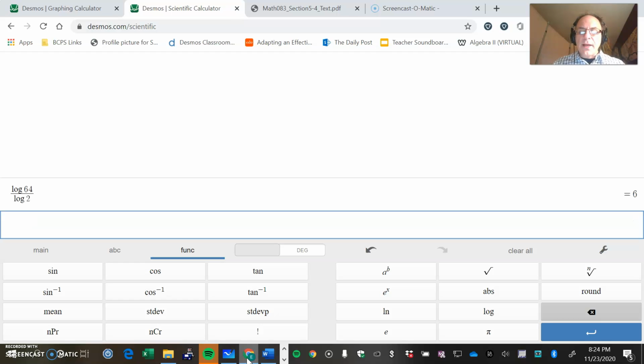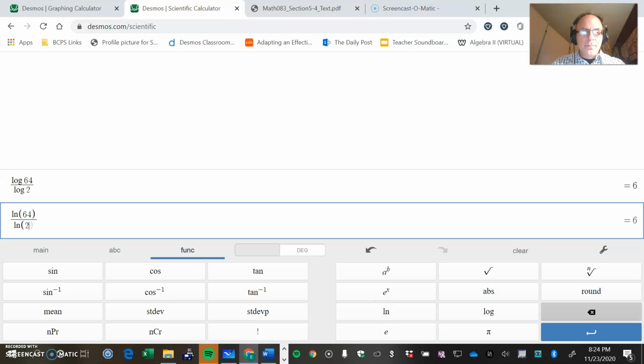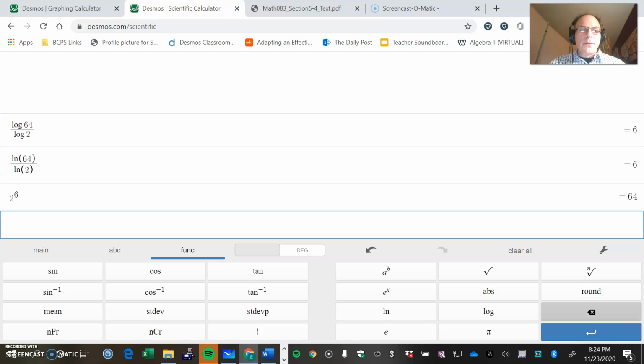I can also use my natural log, which is a key down there, natural log of 64 divided by natural log of 2. And that will also give me the answer of 6. Because 2 raised to the 6th power is equal to 64. And that's our reverse. So that's an exponential and that's a logarithm. So we use logarithms to help find exponents.